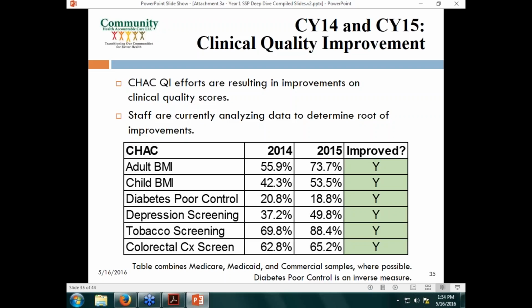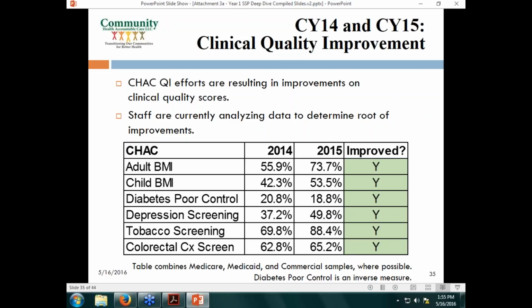This is not me just cherry-picking the 6 measures that we improved on. I was pleased once I put them on the table to see that there's improvement in all of them. I will say, though, that the diabetes poor control, although it is improvement, is not statistically significant. But the other ones we do believe are all statistically significant improvement. So we know what the numbers are. Now my staff is analyzing, trying to figure out what is the root of the improvement. Is it that more people were screened?